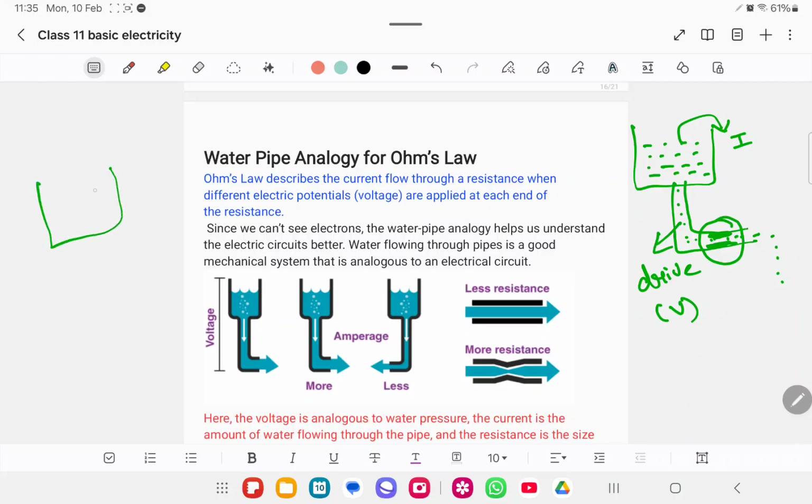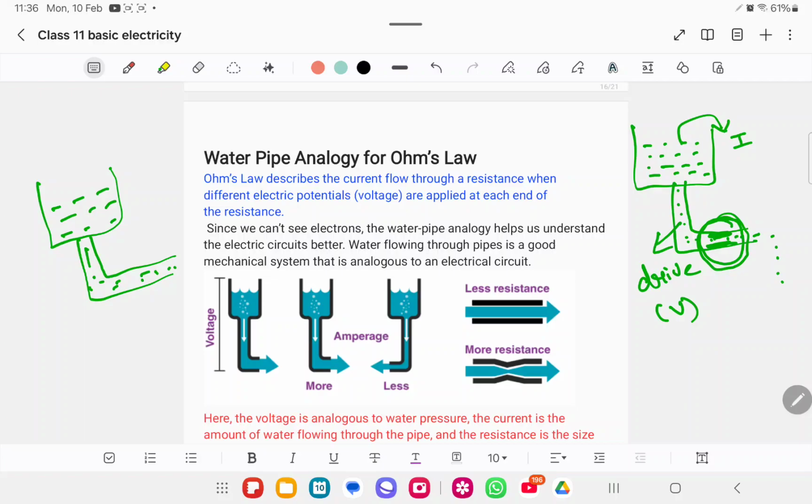In the same kind of tank on this side, there is no blockage and the water is flowing very easily. So this water is considered as current. The driving force is considered as voltage, and the thing which resists the water, that sand or rusted material stuck in the pipe, means the water is not able to move that easily. Correct or not? So this analogy is being used here.